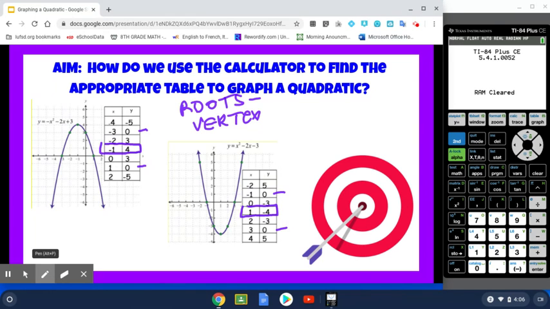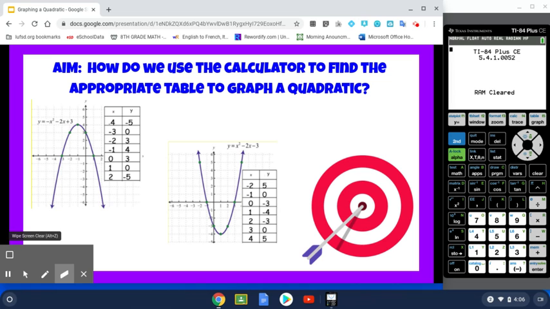But I just want you guys to start hearing these vocab words, and we're going to be using them a lot. So again, roots are where the y is 0, and on the graph, it's actually where they cross the x-axis. Those are your roots. And your vertex is just your turning point. It's that point that the graph increases or decreases to get to. All right, so let's move on to the first, the introduction.